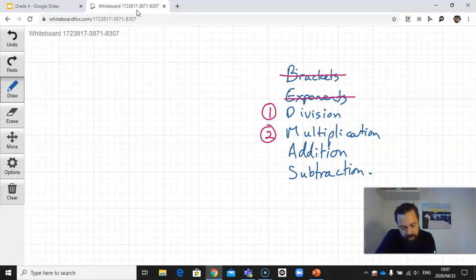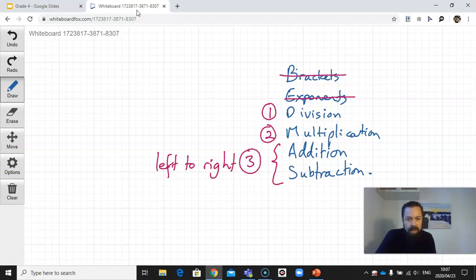Addition and subtraction is our third thing. And for this, we work from left to right. So the way we read. And the only reason we say BODMAS as opposed to BODMSA is because BODMSA is difficult to say. But when it's just these two things left, and I'll show you some examples in a little bit, then we work from left to right.